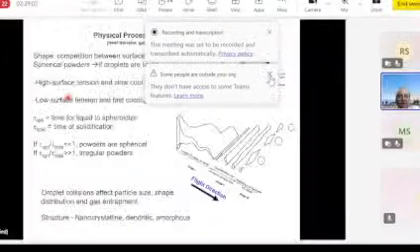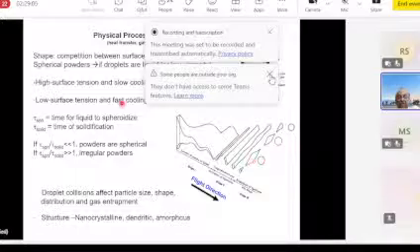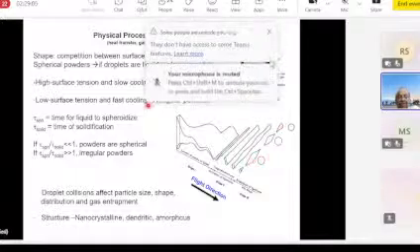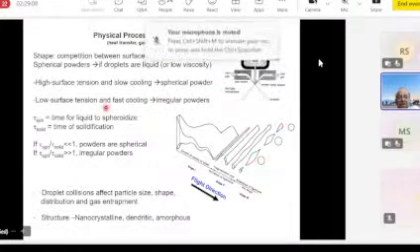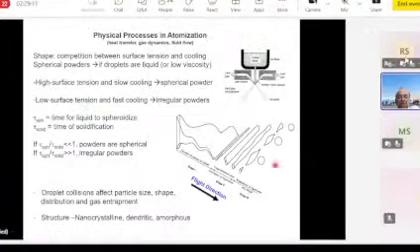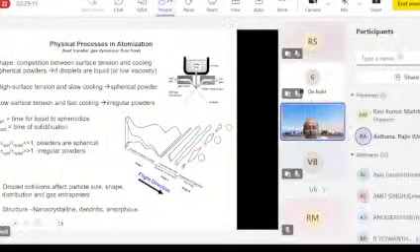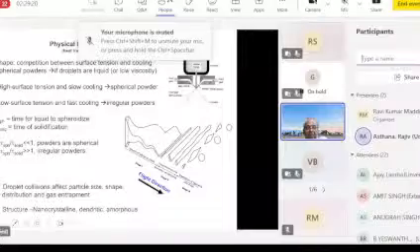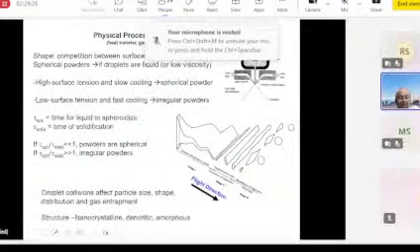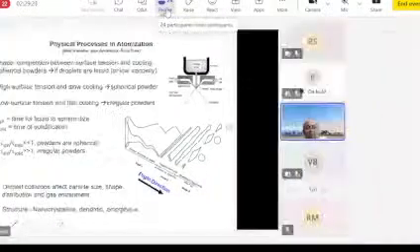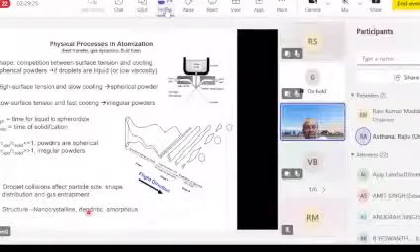surface area. And the other factor is how fast the cooling of the droplets during flight. So the competition between surface tension and cooling rate determines whether you get spherical powders or non-spherical. And you can get different types of structures, nanocrystalline, dendritic, amorphous structure in your powders.